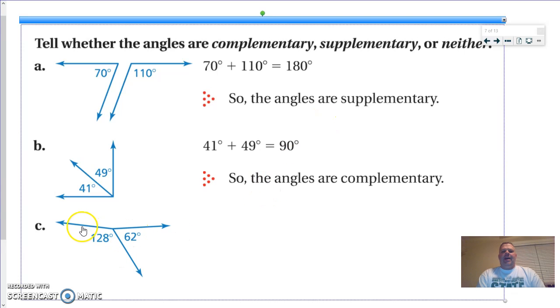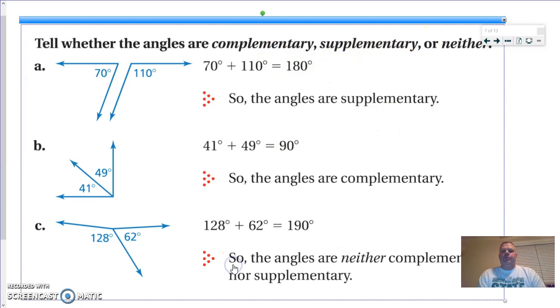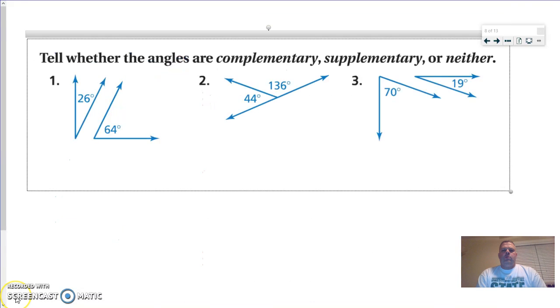In these two, you can kind of tell that it is not a straight line, but one way to prove it, and math is about proving things, is 62 plus 128 gives us 190. That does not equal supplementary or complementary, so our answer is neither.